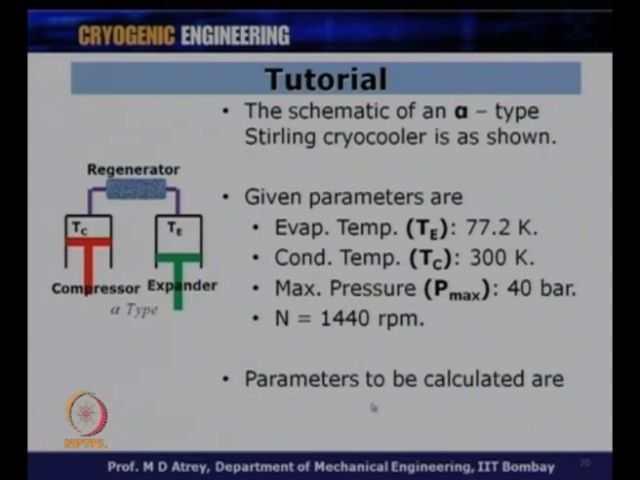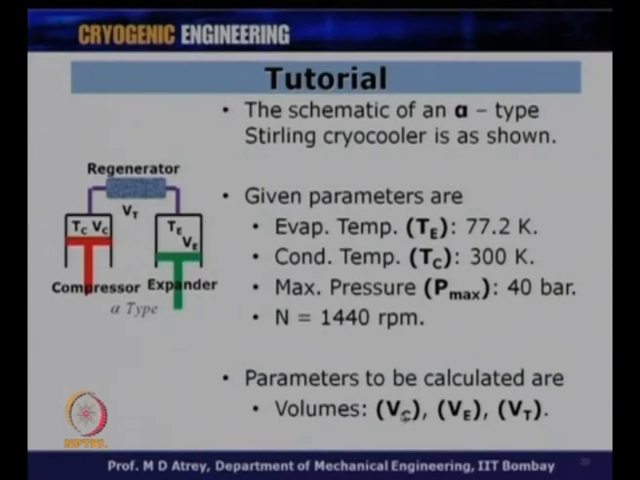The parameters to be calculated are these volumes: Vc, Ve, and Vc plus Ve, which is nothing but Vt. So, what is my total volume in the system? Especially, I am going to get the diameter and the stroke of the compressor piston and the expander piston in this case. And also, I will get a phase angle, which is the phase angle between the compressor and the expansion volume variation.